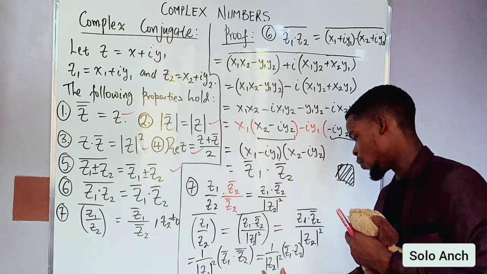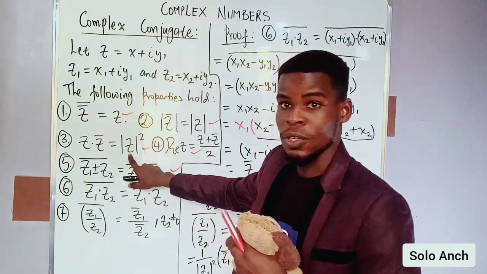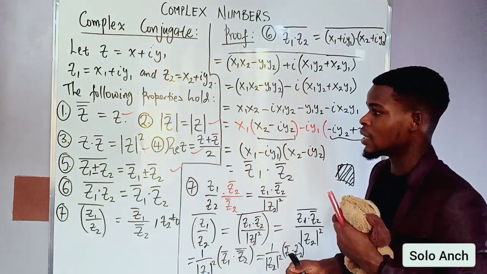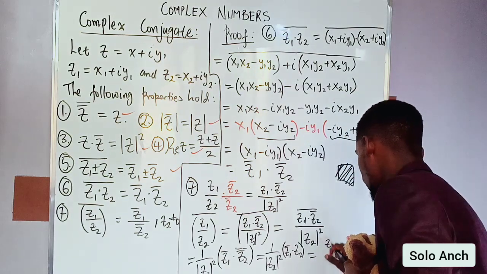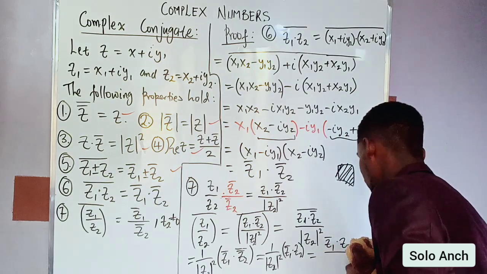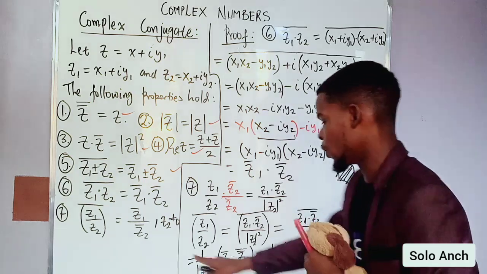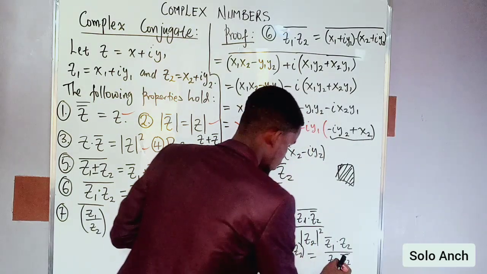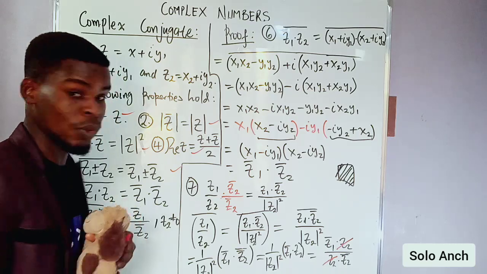So let's see. Recall that this denominator, the square of the modulus of z2, is the same thing as what we had earlier, which is z2 times its conjugate. We can rewrite this as z1 bar times z2 divided by z2 times its conjugate, z2 bar. And you observe that we started by saying that for this to work, the denominator should not be 0. So since z2 is not 0, we can cancel z2 with itself. By that, we get z1 with a bar divided by z2 with a bar.